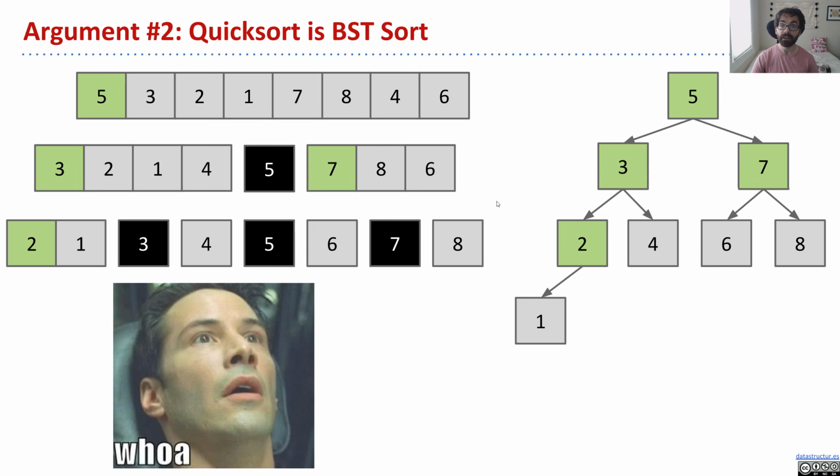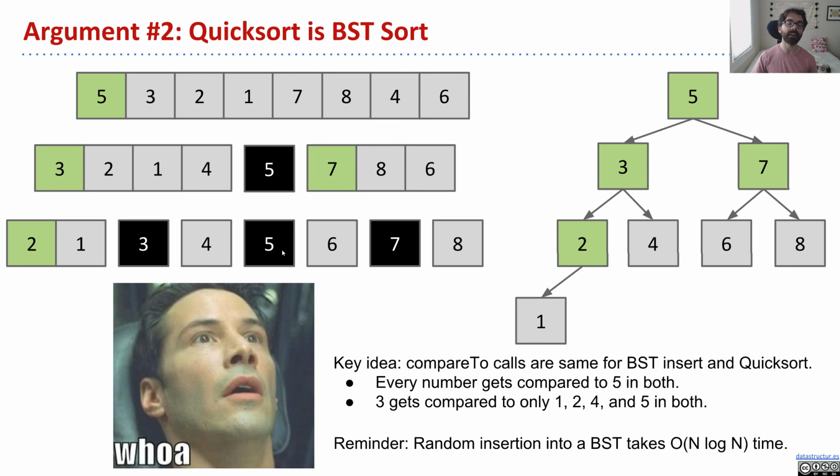Now this is a tree, not an array, so to turn this into the sorted order, we would do an in-order traversal and get 1, 2, 3, 4, 5, 6, 7, 8. Okay, so that's BST sort. Now it turns out, but it is a little subtle, that this exact process we just did is Quicksort, and why? Okay, well, the key idea is to look at what the comparisons were that were made.